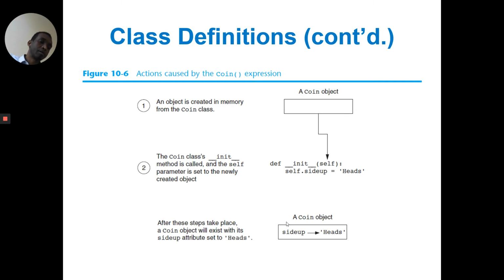Actions caused by the Coin expression. Here you have the coin object, and then the Coin class's init method is called, and then the self parameter is set to the newly created object. Okay, so here you would use whatever you pass, and then side up is set to heads. Maybe we'll use an example like that. After these steps take place, a coin object will exist with its side up attribute set to heads.